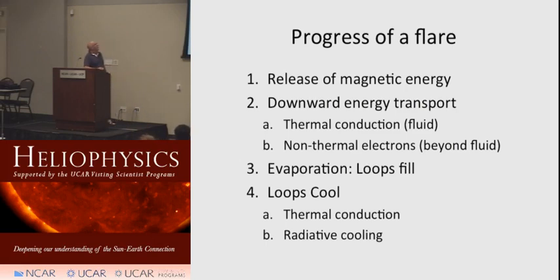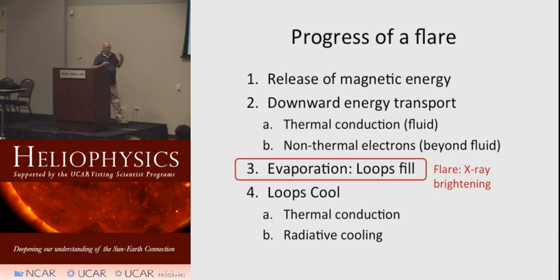We have the downward transport of energy from where it's released in the corona. It either goes down by thermal conduction, that's a kind of fluid picture, or it goes down by non-thermal particles. Beyond that is the evaporation. Loops are filling up with hot plasma. Although people will talk to you about flares emphasizing this, this is the only part that really defines it as a flare according to the way I said. If it doesn't have chromospheric evaporation, it ain't a flare because it isn't going to produce X-rays and you're not going to be able to call it a flare. Okay, so people will gloss over it. This is the most important part when it comes to talking about flares.